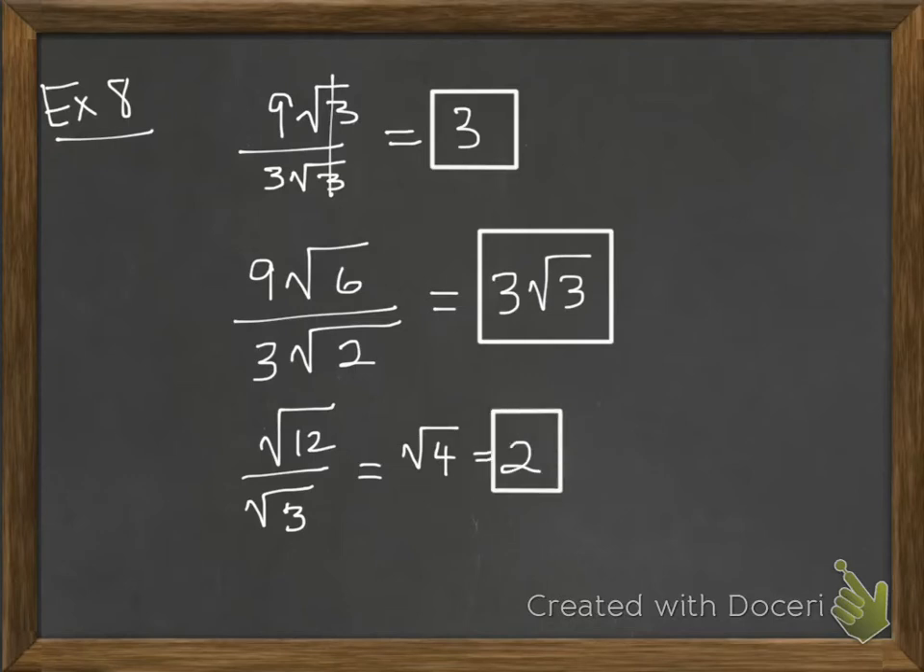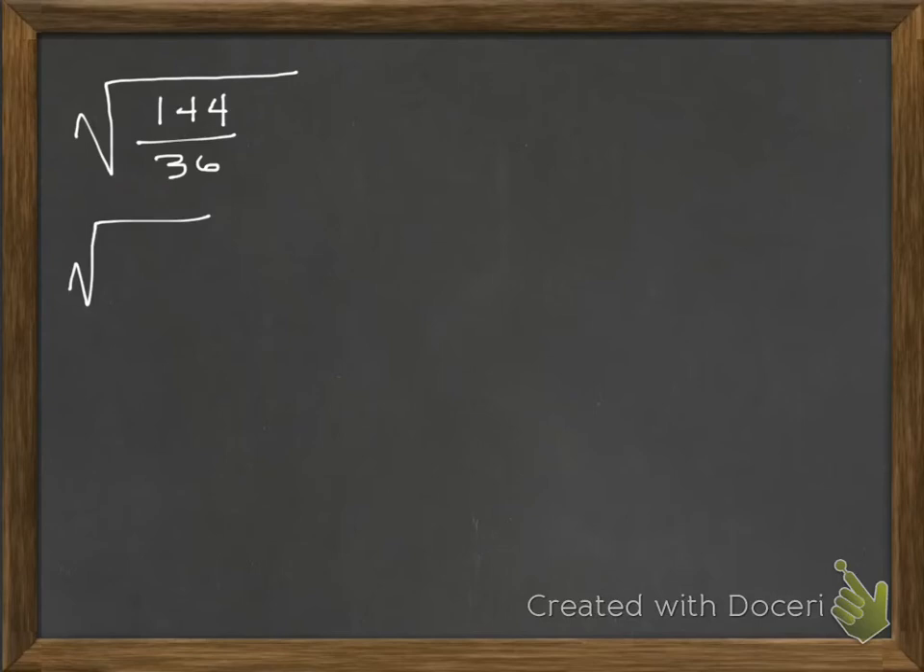Now, still division. Let's say you have the square root of 144 divided by 36. Then it would be 2. We can do it two ways. You could do 144 divided by 36, which is 4, so it's the square root of 4. The square root of 4 is 2.